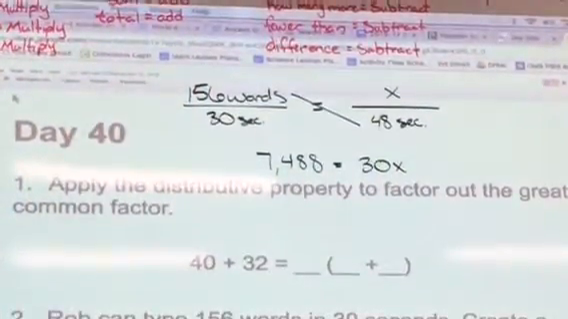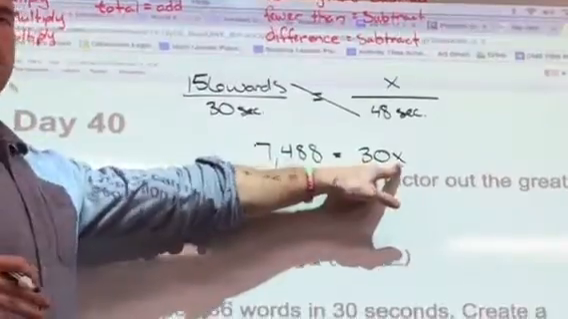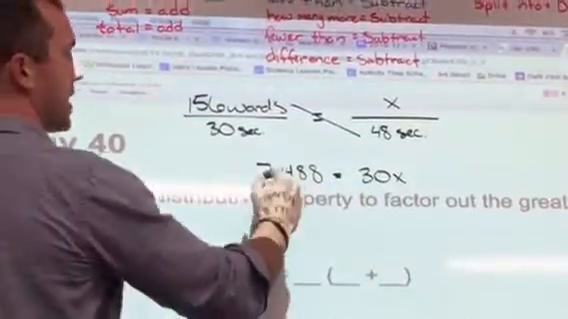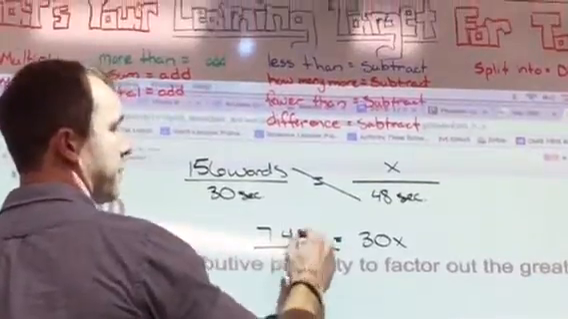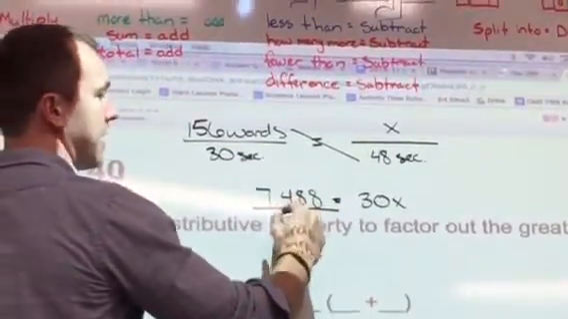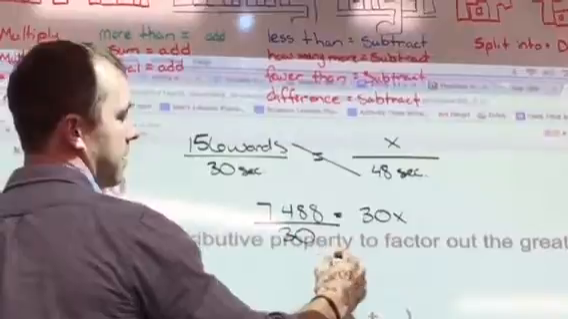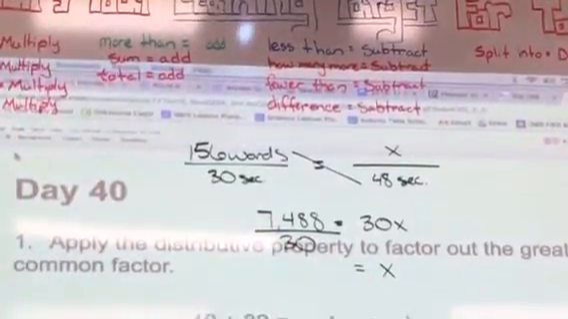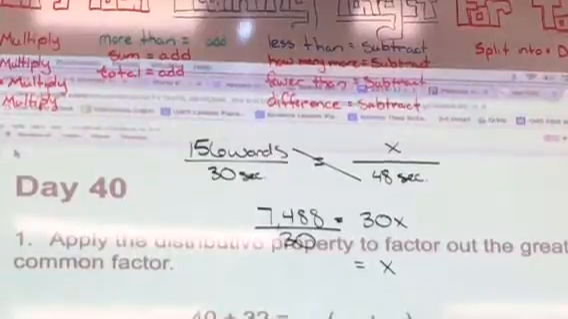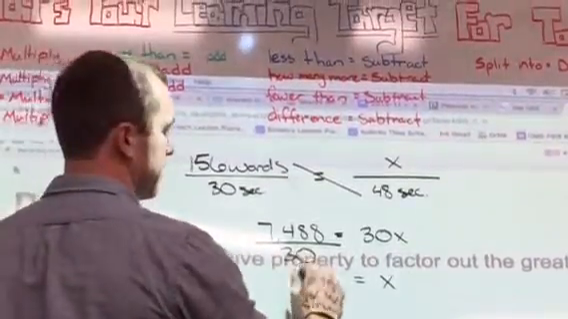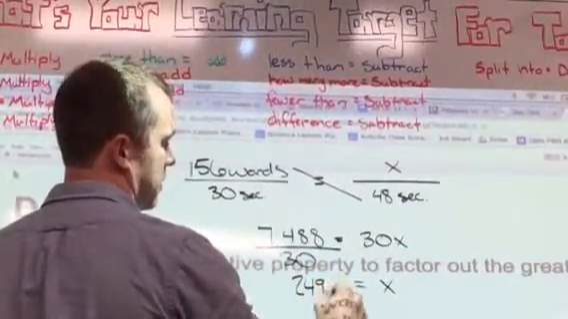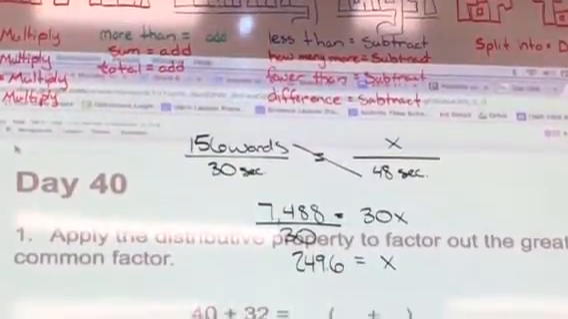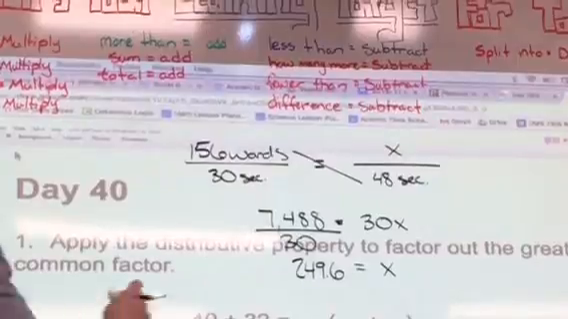I've said this before. Last unit, you learned how to solve these problems. How do I solve for x? You do the opposite operation. Do the inverse operation. So I just take 7,488 divided by 30, and I'll get my answer. What does x equal? 249.6. What about my label? Seconds. We already found seconds. No. Words. Good, words.